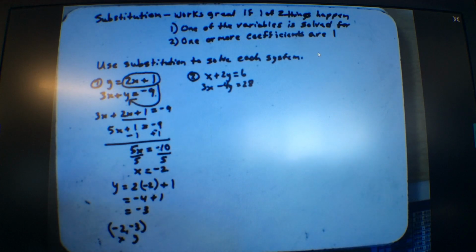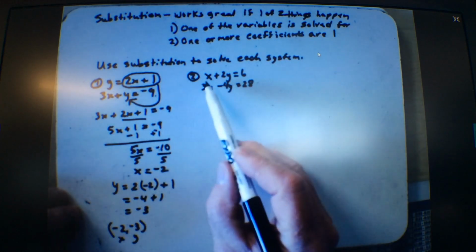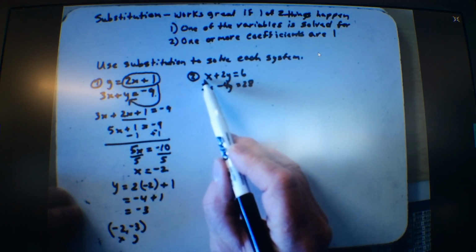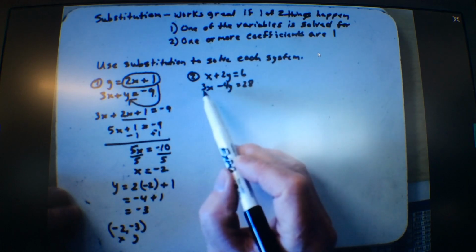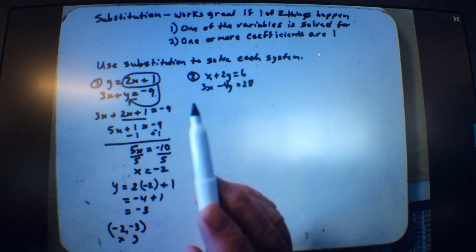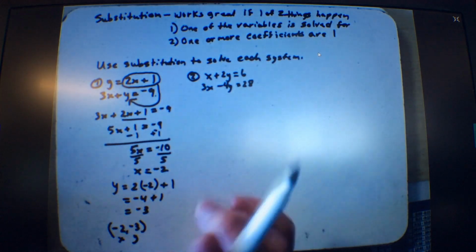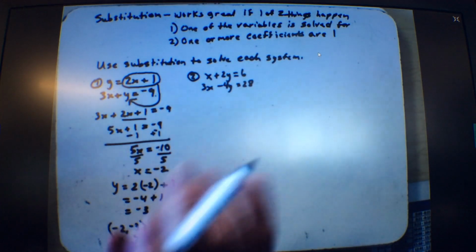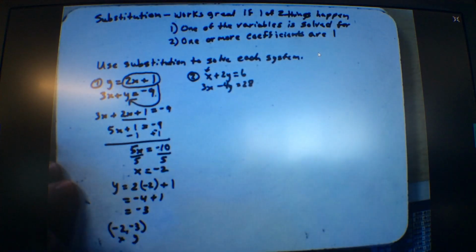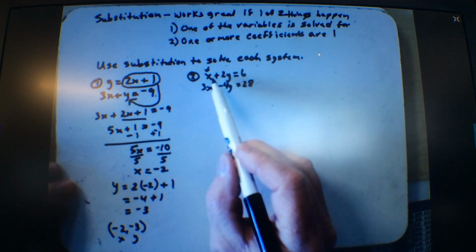But what does the second one say, Chuck? One or more coefficients are 1. Coefficients are the numbers in front of the variables, right? So what's the number in front of x? 1. What's the number in front of y? 2. What's the number in front of this x? 3. And this one? Negative 4. It's plus a negative 4, correct? So is one or more of those 1? Yes, the first one, this guy right here. So what we do, Braxton, is we solve for him.